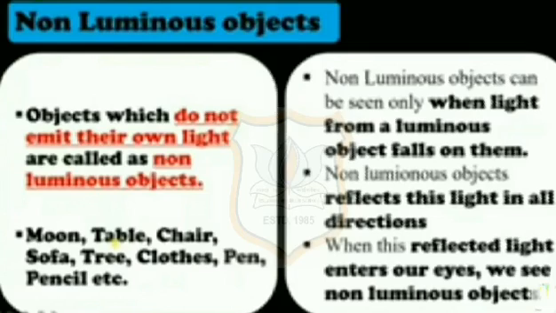Non-luminous objects can be seen only when light from a luminous object falls on them. Non-luminous objects reflect this light in all directions. When this reflected light enters our eye, we see non-luminous objects.